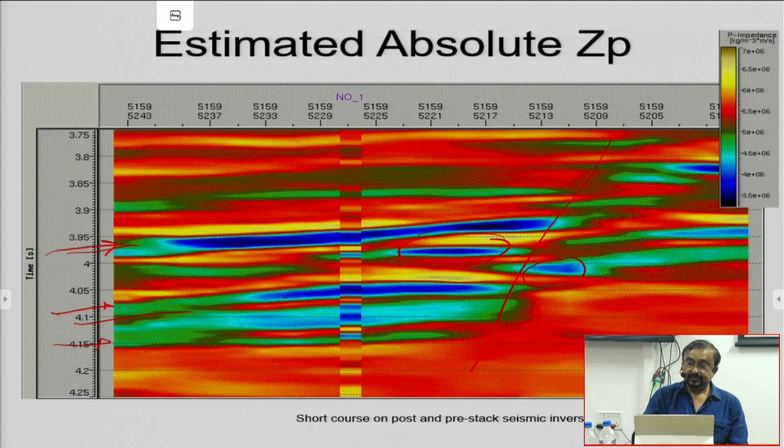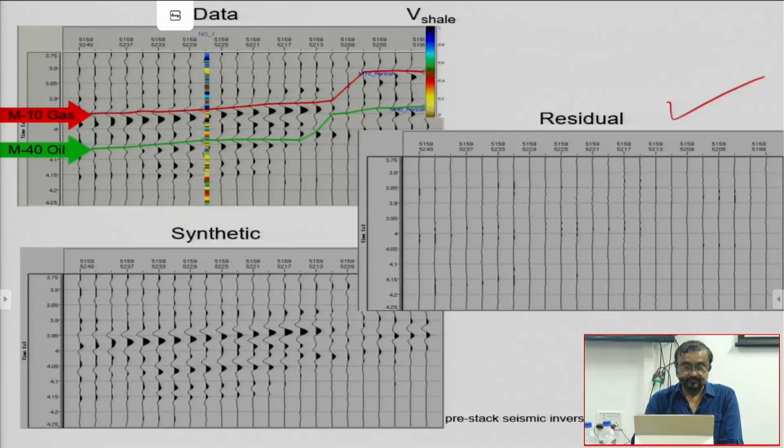So this should give you a very good idea about what the different steps are, and how you QC it, how you do quality control, how you check the quality of your inversion results. The way you do this is first matching at the well location, and then checking how well you are fitting the seismic traces.